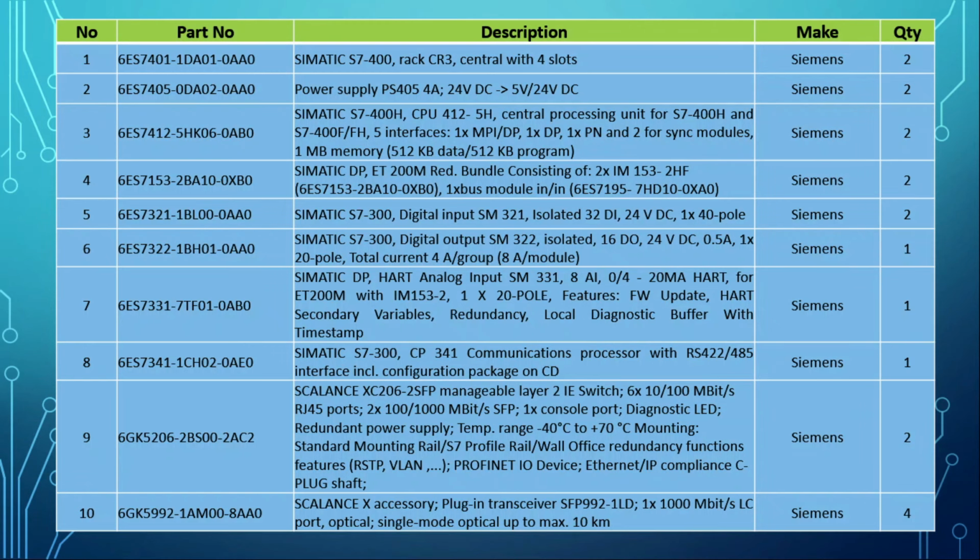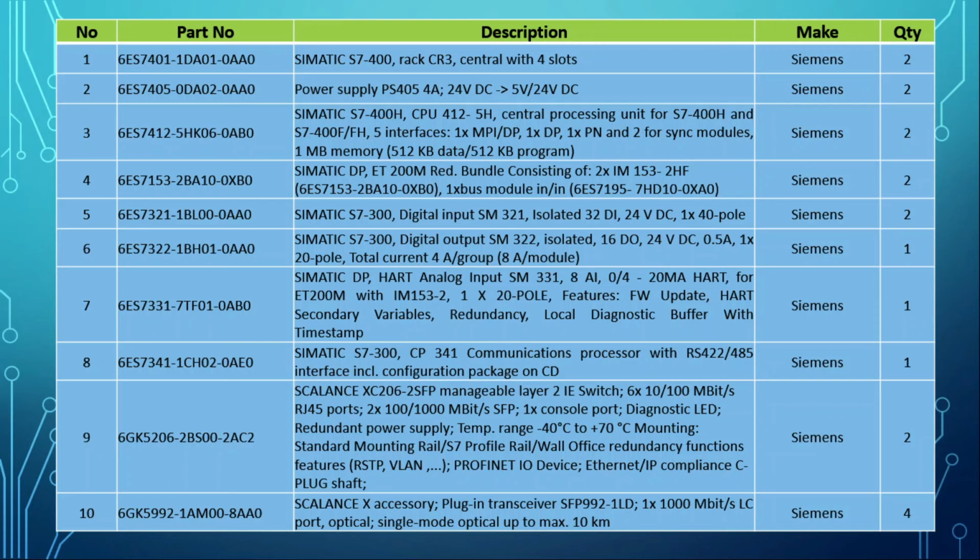What you are seeing on the screen is all the part numbers that I have chosen for this tutorial. The first one is rack, on which we will be installing the PLC. For the PLC, power supply and CPU is a must. So the second one is the part number of power supply. Third one is part number of CPU. Fourth one, the part number of interface module. This interface module will be communicating all the I/O modules to the PLC.